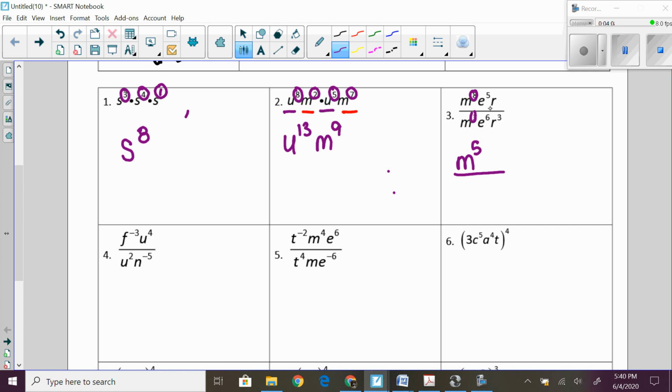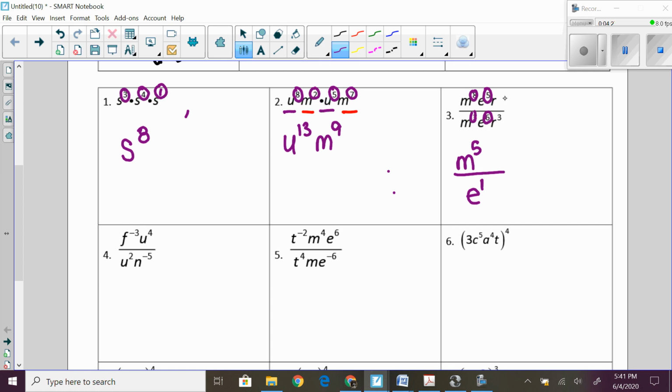e to the 5th over e to the 6th. Well, the exponent in the denominator is larger, so I know that I'll have e left in my denominator. And now I do 6 minus 5, which is 1. And of course, you don't have to put that 1 there, but I just wanted to make the point of it.